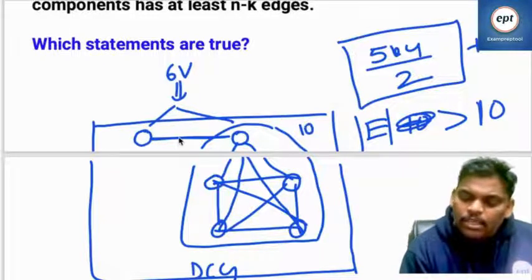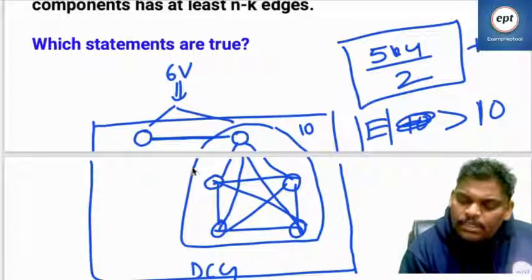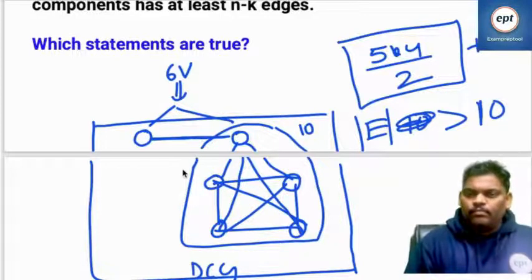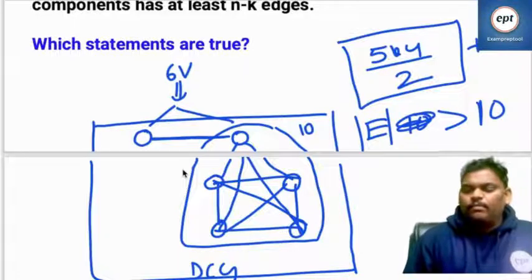If number of edges are more than this, compulsorily it is connected. Compulsory connected.